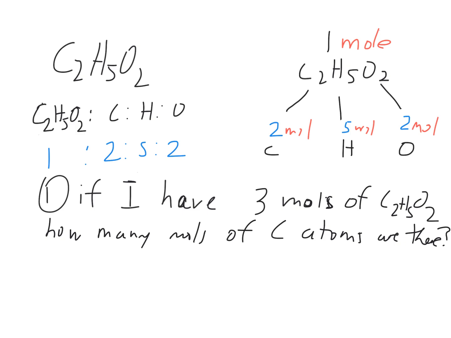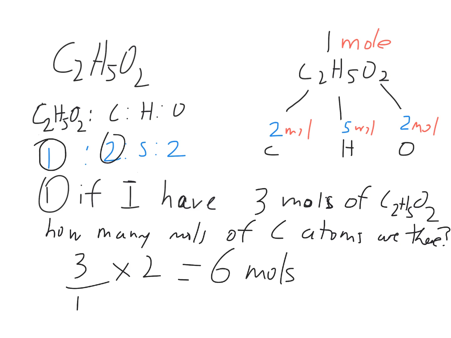So if I had a question like this, I have 3 moles of the whole thing, C2H5O2. How many moles of carbon atoms are there? I want to know how many collections of carbon atoms I have. What I do here is once again apply the ratio. I go 3 divided by 1 times by 2. So 3 divided by 1 times by 2, that should give me 6 moles of carbon atoms.